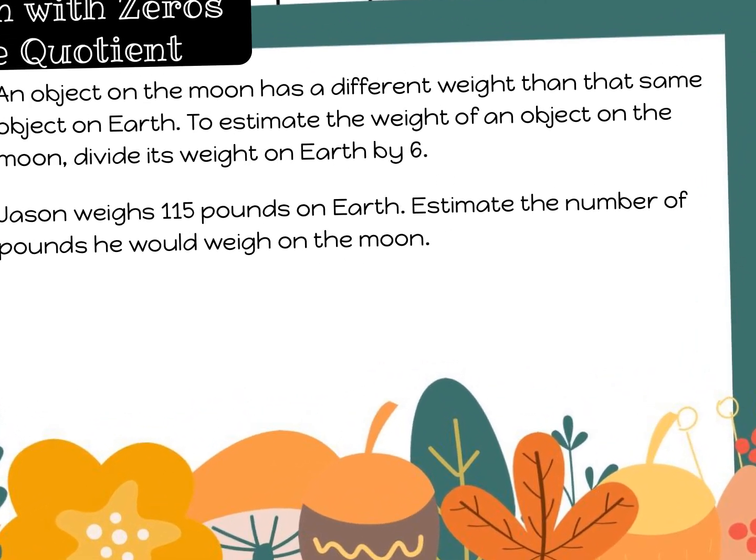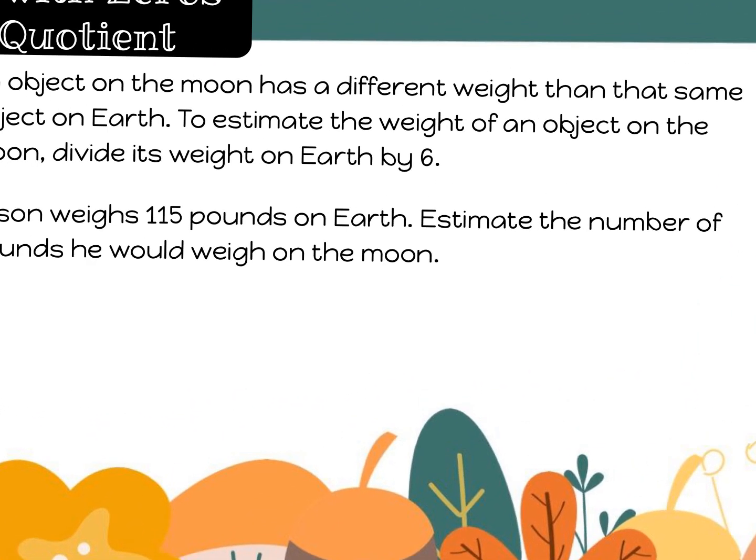Okay. An object on the moon, this is our last one, then we start our practice. An object on the moon has a different weight than the same object on Earth. To estimate the weight of an object on the moon, divide its weight on Earth by 6. So if Jason weighs 115 pounds on Earth, we're going to estimate the number of pounds that he would weigh on the moon. So what would I round 115 to? Oh, you rounded to 120. I'm dividing it by 6.